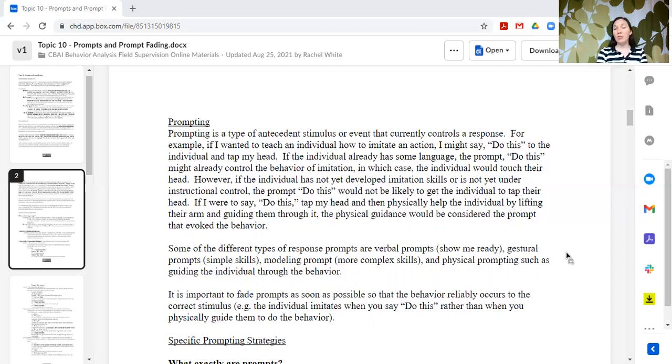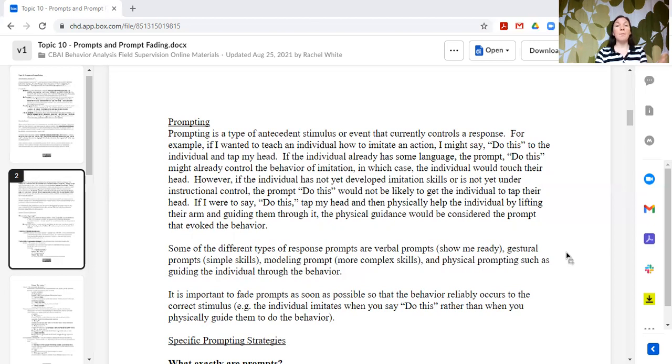If they already understand the language, do this or copy me or you do it, then that may control their behavior because they understand the language. The language would be the prompt. However, if they don't already know that, then me saying do this and modeling it is probably not likely to be effective in evoking them also tapping their heads.